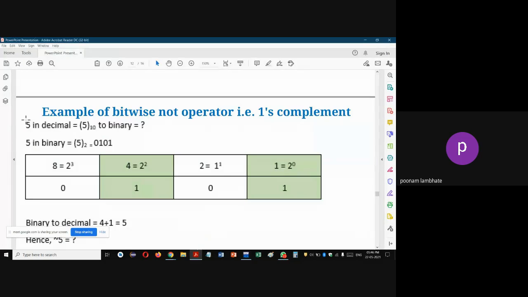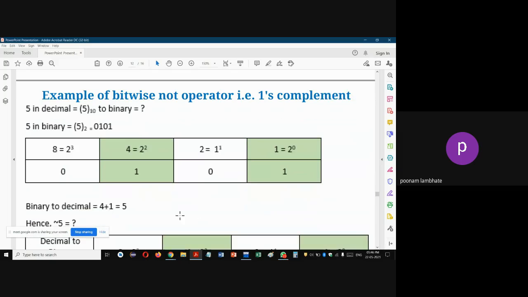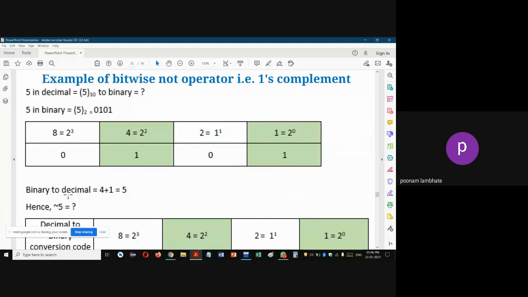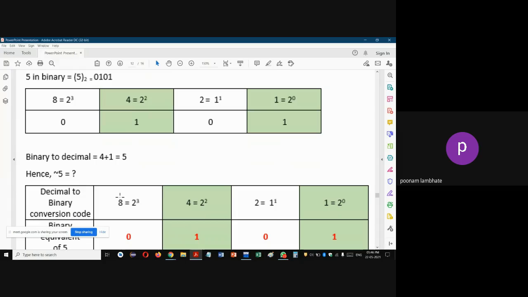See here, if you have the number 5 in decimal, in binary it can be represented as 0101. This is 4 plus 1, so 0101. And now you have represented the decimal value 5 in binary. Now you have to take the complement, the one's complement or negation, you can say, of that binary number 0101.